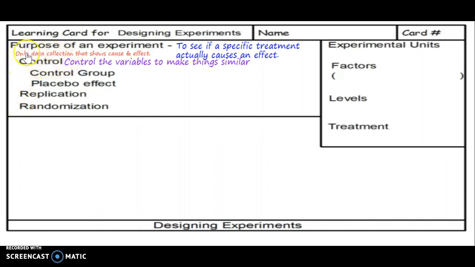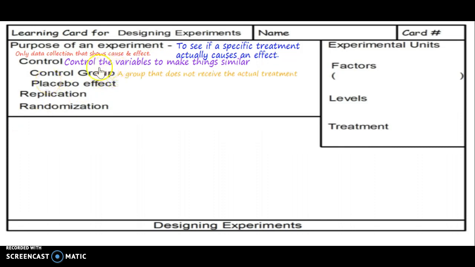So here we have three different characteristics of a well-designed experiment. One is control. And what that means is that you are controlling the variables to make things similar for each one of your test subjects or experimental units. You want to make all of the variables the same, because if some of the variables are different within the experiment, then you're going to get different results. You want everything to stay the same except for the variable that is being affected by the treatments that you give. So control the variables, everything about the experiment except for the treatments. Those would be the only things that are different.